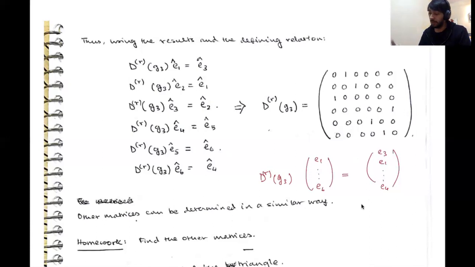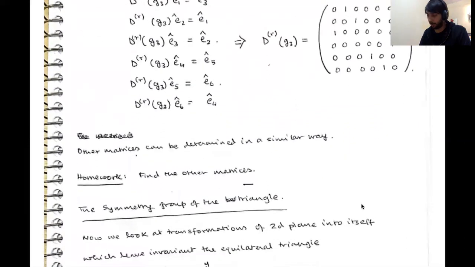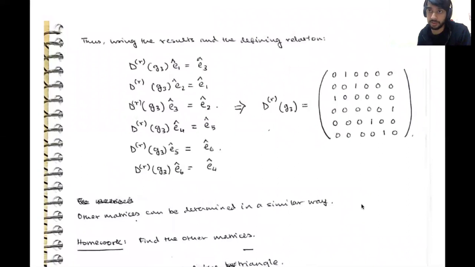Okay. Similarly, you can find out all the other matrices in the way that I've just shown you. This again is going to be homework, and I urge you to go and do this as fast as you can. Okay. So homework is to find the other matrices. So what have we got now? We have looked at this thing called the regular representation of S3, which is something which gives you a 6-dimensional representation.